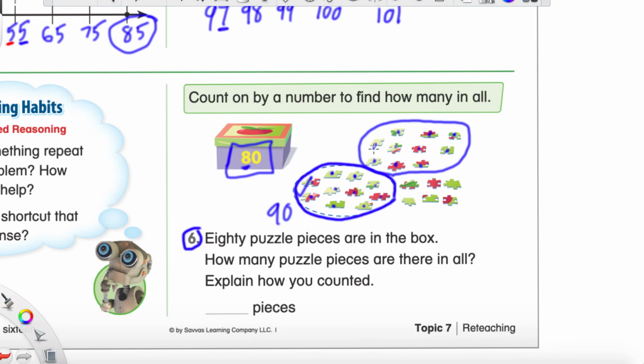And what about over here? What's another group of 10 going to make? It's going to make 100. All right, so that group is done. And now we're going to count on by 1s to finish this off. Ready? So 101, 102, 103, 104, 105, 106. So the total number you should have gotten is 106. That is how many pieces we have in all.